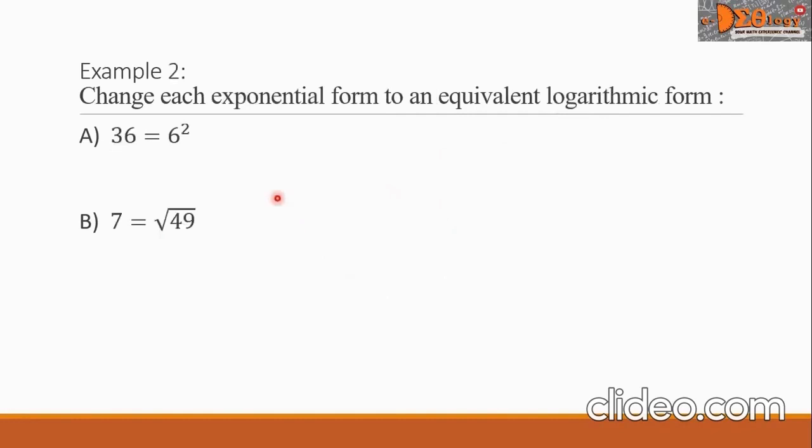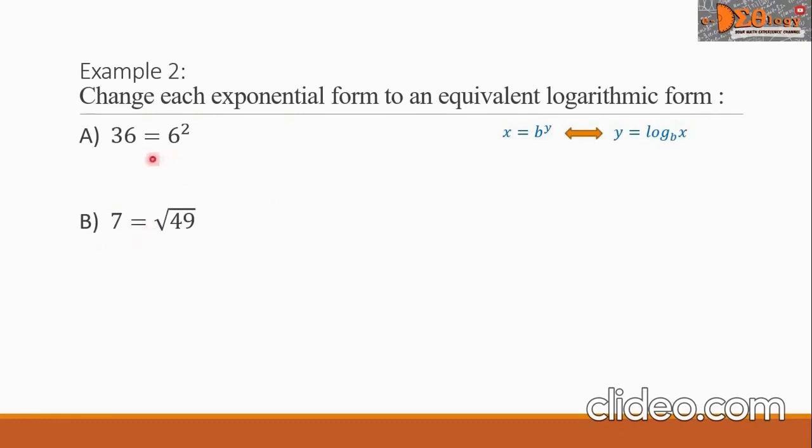Let us have the reverse process. Change each exponential form to an equivalent logarithmic form. Again, let us write our conversion formula, and we have two problems here, A and B. This is 36 equals 6 squared, and letter B, 7 equals square root of 49.